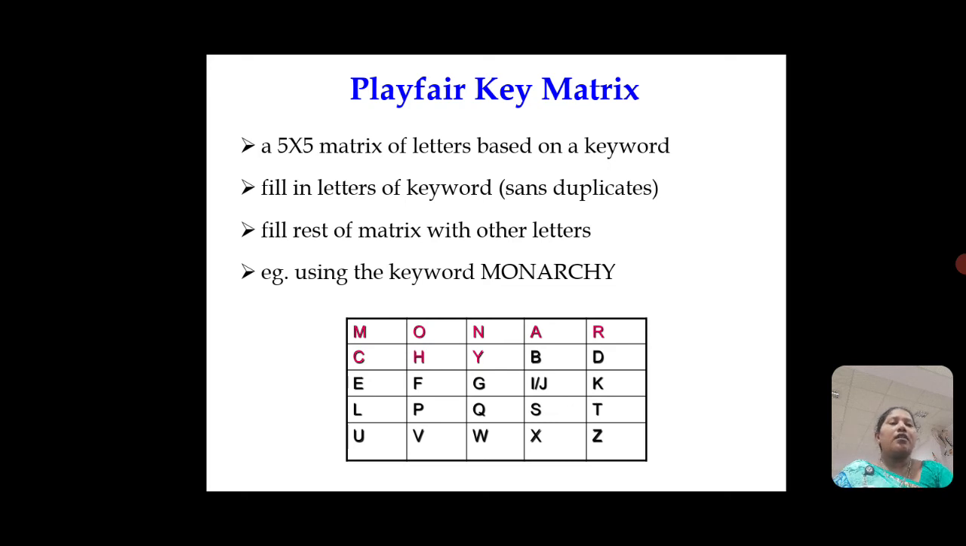If I or J is in the keyword, there also they will be sharing the same cell. Because a 5x5 matrix has only 25 cells, but we have 26 alphabets, so I and J will share the same cell. So likewise you will fill the remaining matrix also.